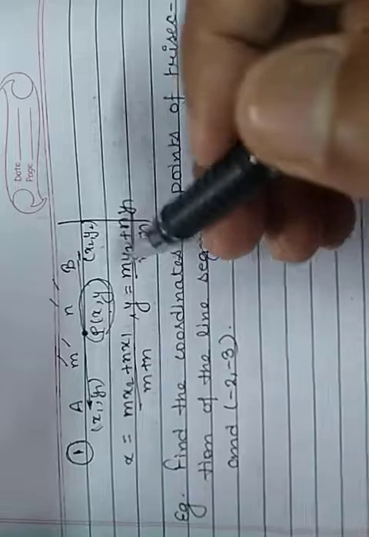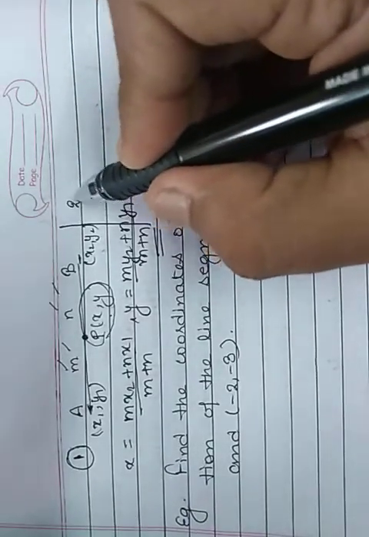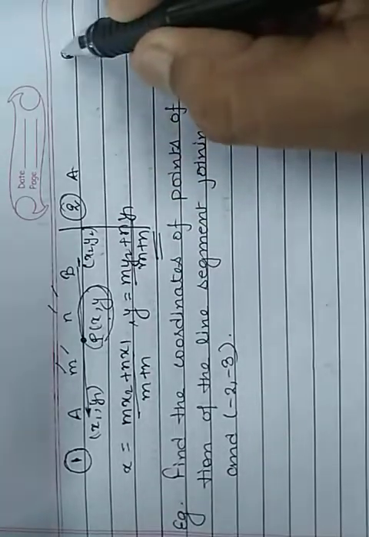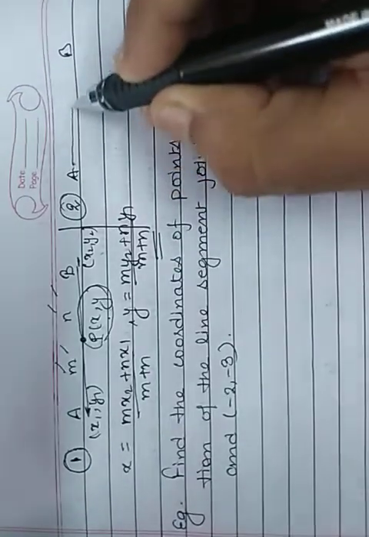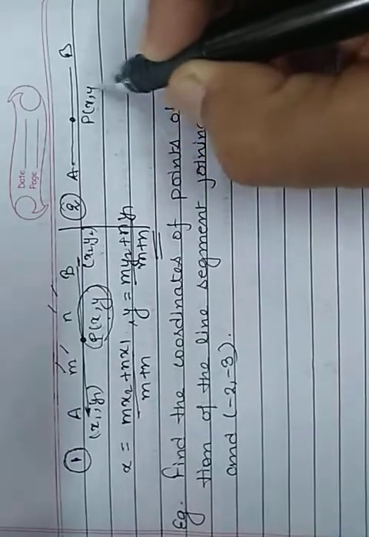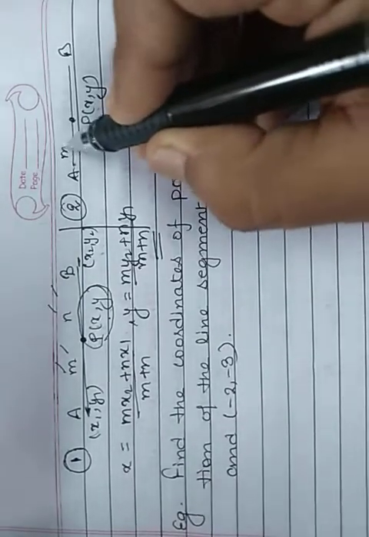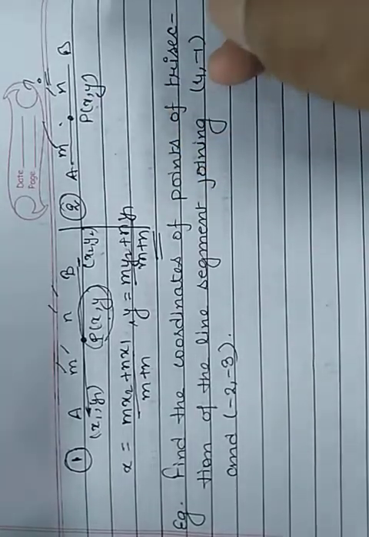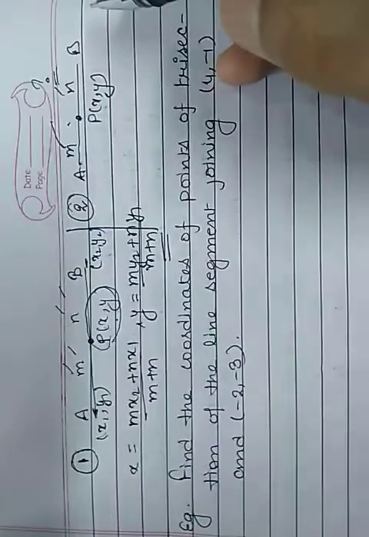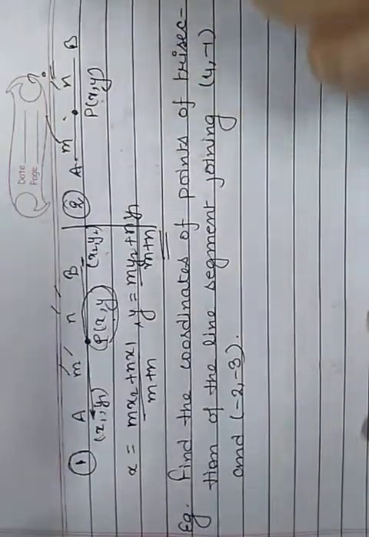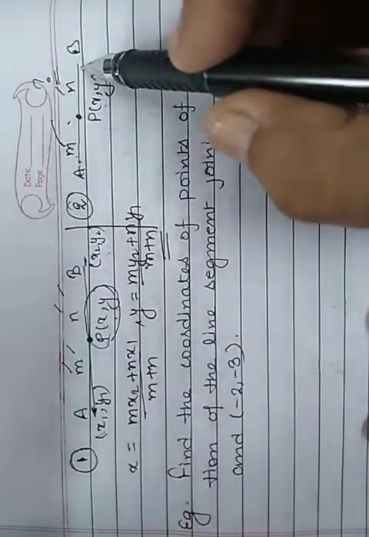And the second category is when the coordinates of A and B are given, the coordinate of this point P, x, y is given, and we have to find the ratio. Then I will use another technique. It will be based on the same formula, but I will use a different approach to calculate the ratio.